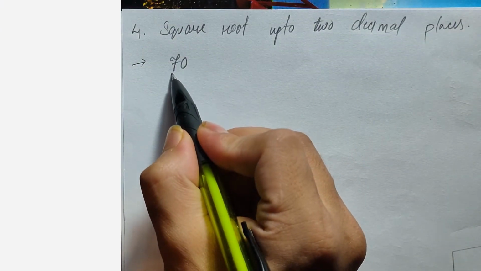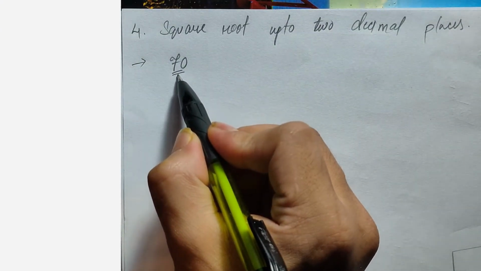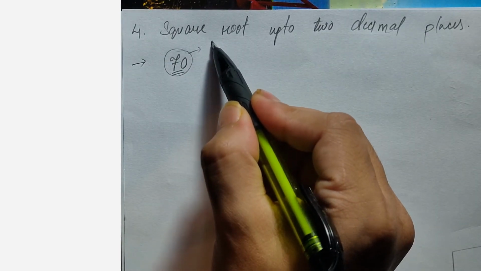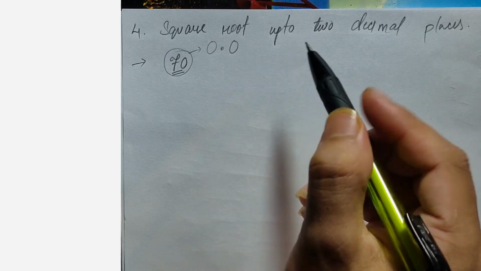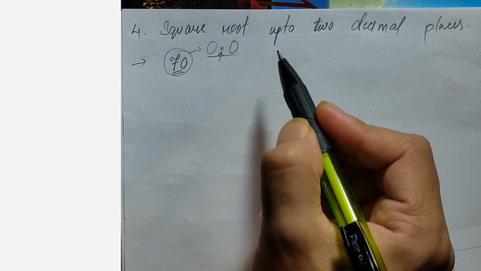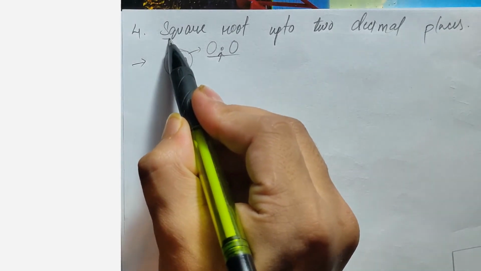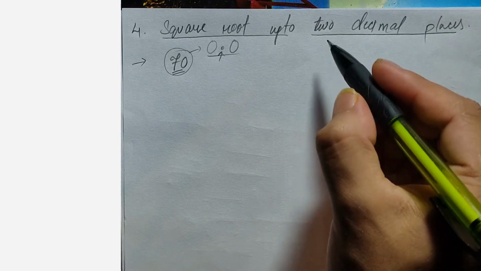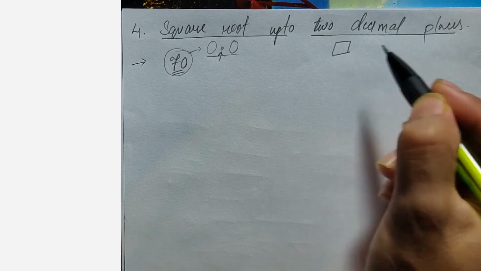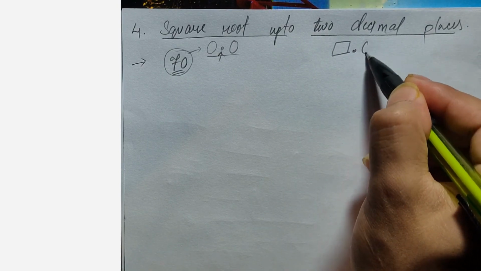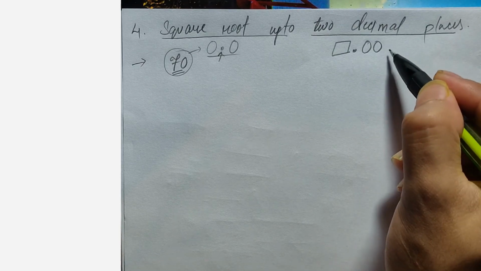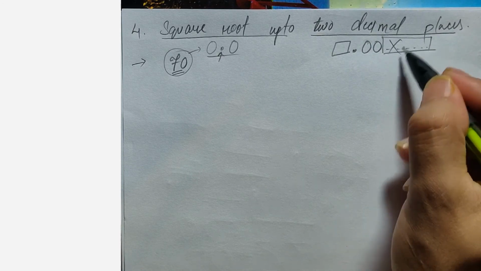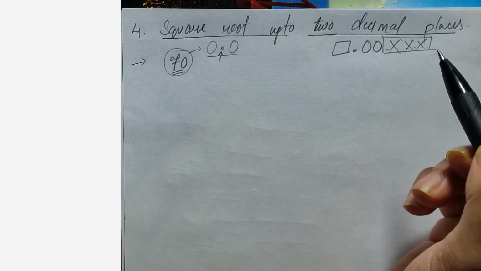Here you have to find the square root of 70. We know that 70 is not a perfect square, so its square root will have some numbers and then a decimal. We have to find the square root up to only 2 decimal places. That means it'll be of this form: a number, a decimal, and just 2 numbers after it. Obviously there will be a few more numbers that you can find, but we don't need that for this question. It is only up to 2 decimal places.